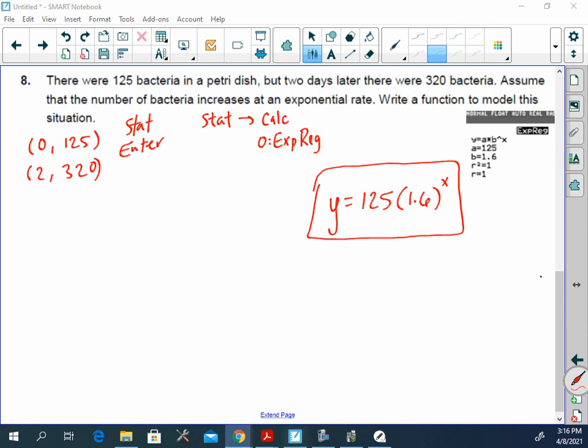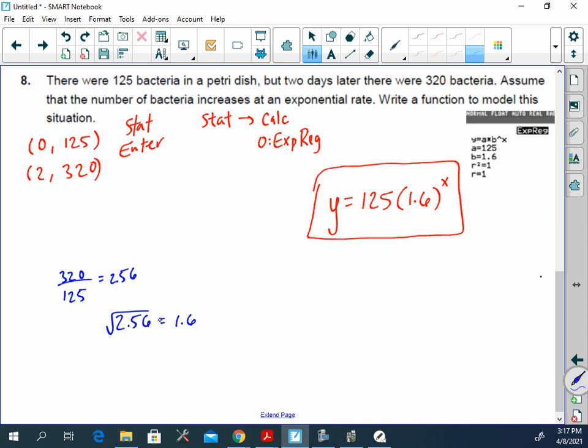Go ahead, Jackson. So I took 320, and then I divided that by 125, and then from there, I think it was like 2.56. And then I took that and I took the square root of it. And why did you do that? Because it was to the exponent of 2. Yeah. And then I got 1.6, and from there I knew that that would be like what would be the b value. Perfect.